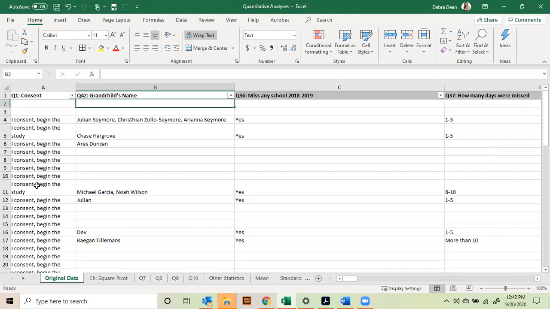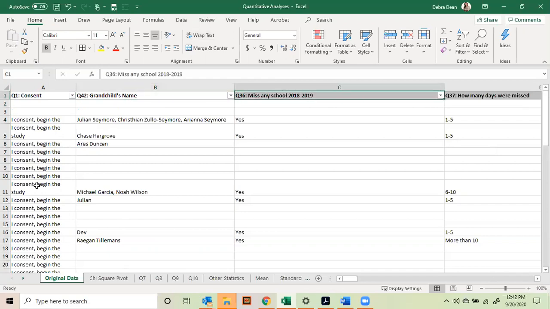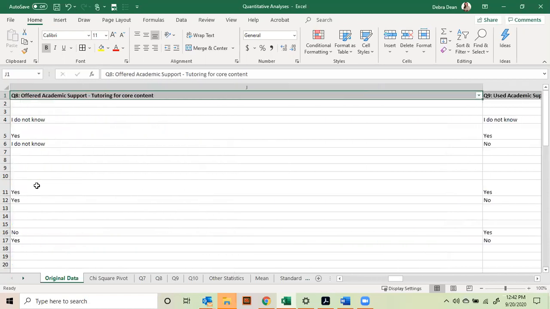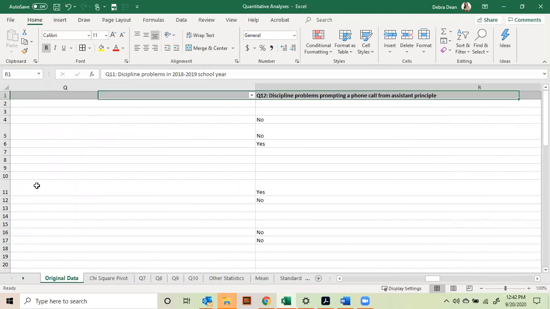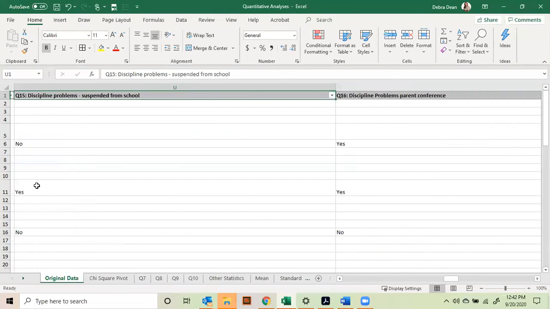Or do they have better academics? Do they understand that there's support provided to them? Or do they have discipline or behavior issues, depending on if they live with a grandfather versus a grandmother? Now, the problem that we will likely have with this is that we don't have a large enough population sample.